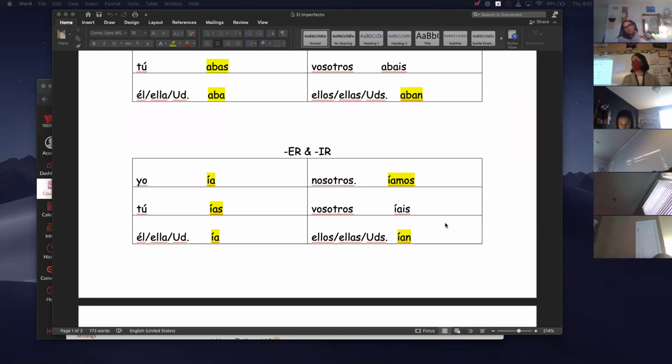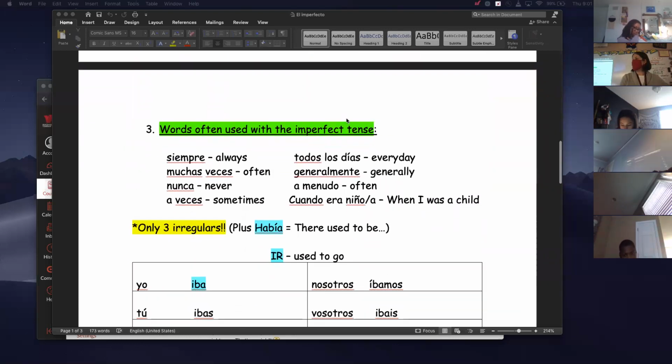So again, in your head, can you do it? Ia, ias, ia, iamos, ian. You do it. As far as tenses go, this one's pretty easy. I feel like it's way easier than the others that you've done so far. Yesterday I mentioned all these words that usually go with the imperfect.